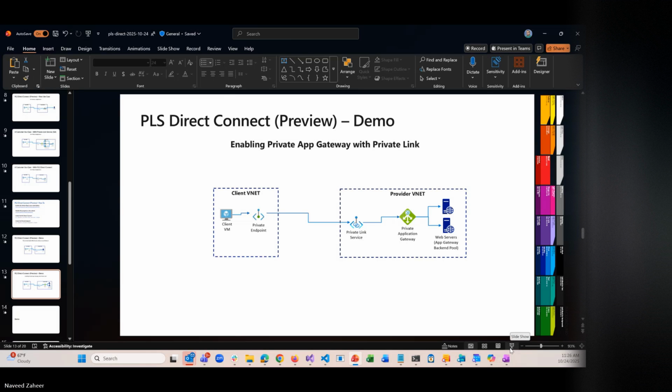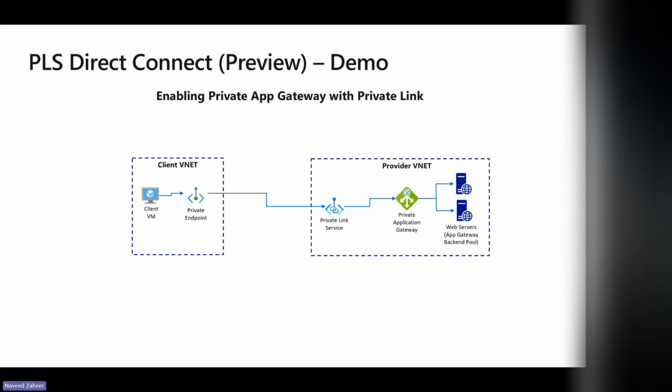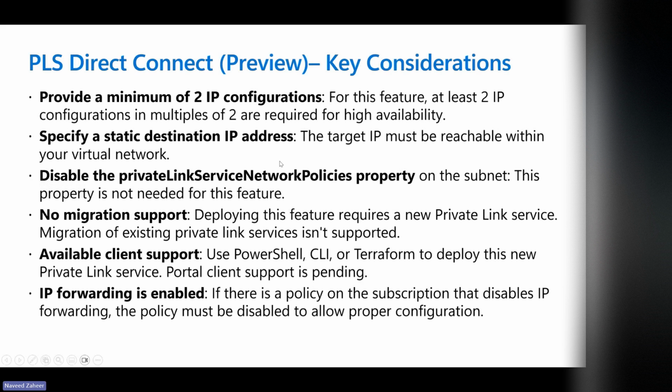Sorry, one question. Can the incoming traffic be controlled via NSG for this PLS traffic coming from the client VNet? It's a private endpoint. So yeah, you can put NSG on top of it and control it. NSG on the subnet. Yeah, just like any other private endpoint in the end. It's no different. The only thing is that we are removing the need to have a load balancer.